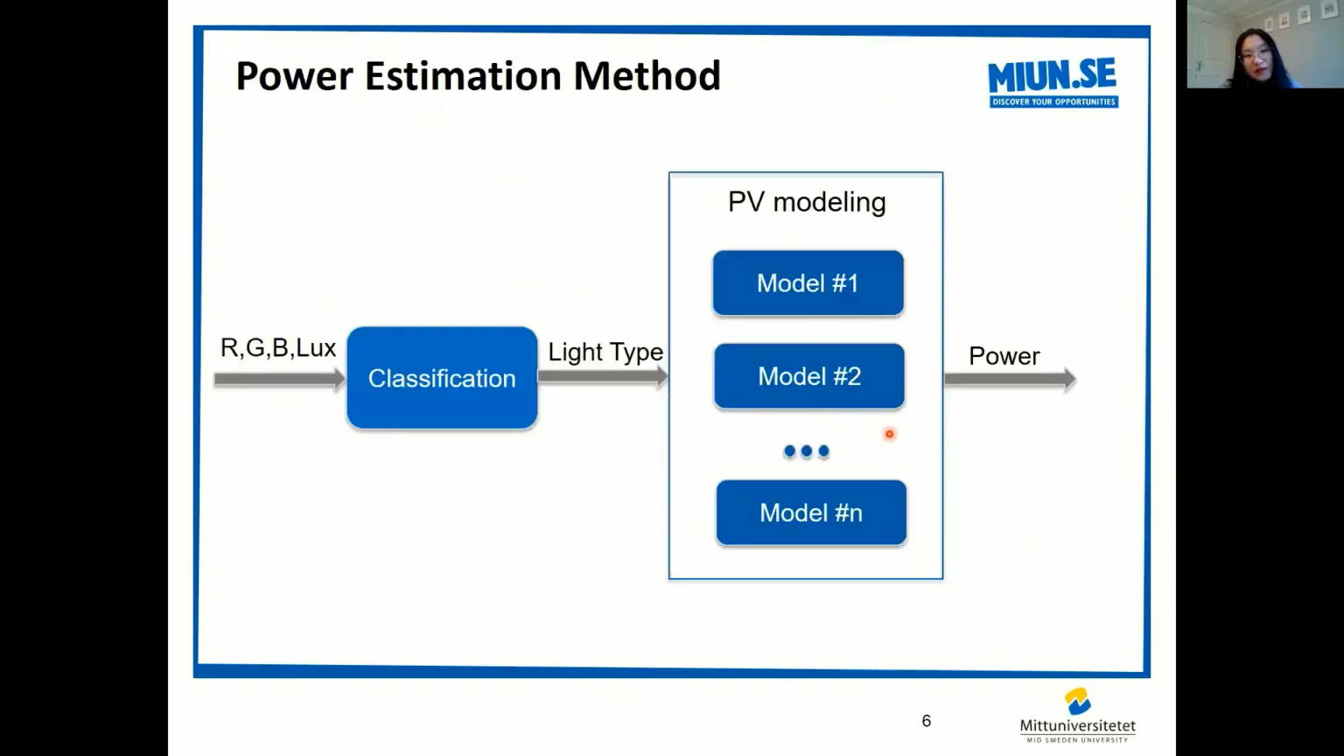So our power estimation method works this way. These are the intensity and the spectrum values that we can collect from the environment. By using them, we can classify the ambient environment into different light types and use the PV models accordingly to do the power estimation.